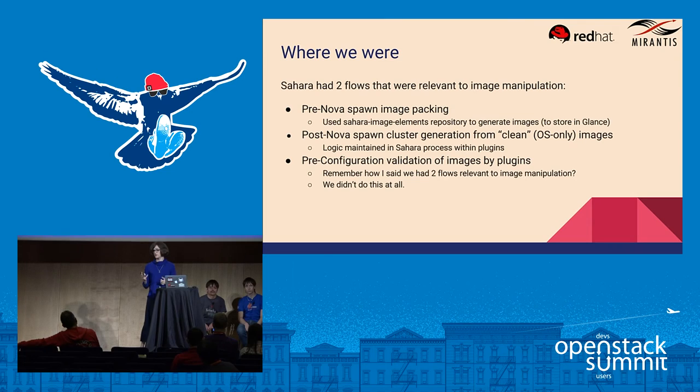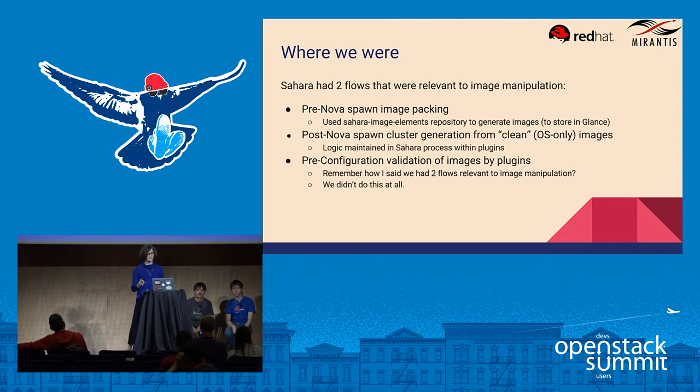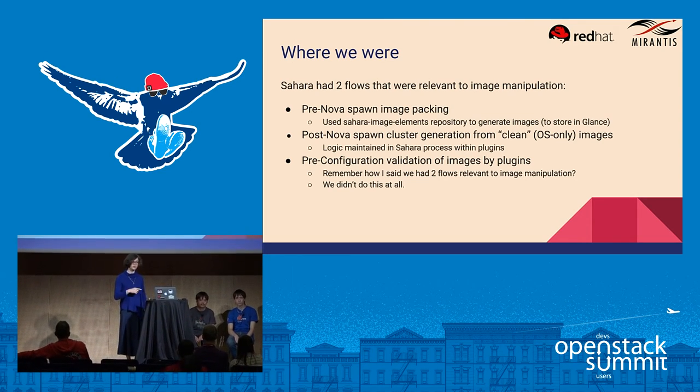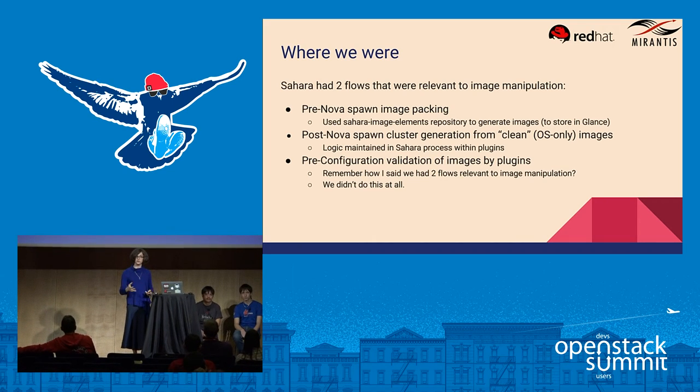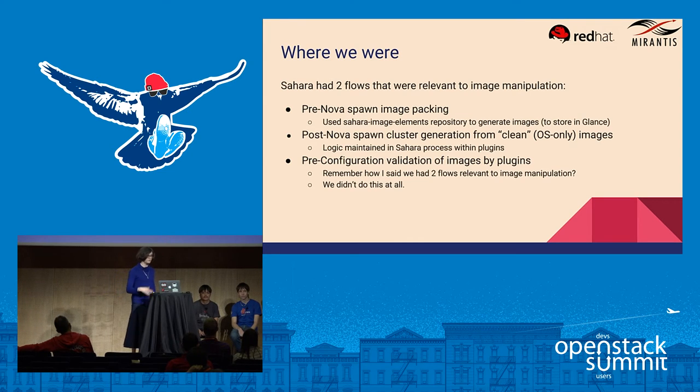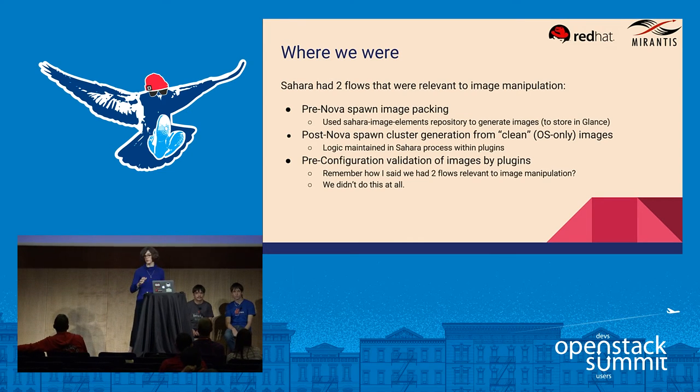Really, we have three basic flows that touch image generation in some ways. First, we had pre-Nova spawn image packing. So this is where we use Sahara image elements and DIB to pre-pack an image to register in Glance, to register to Sahara, to spin up your cluster. Fair enough. We also had a case in which after Nova spawn, users might want to take a clean OS image without Hadoop pre-packed onto it and spin up a cluster from that. So we wanted the plugin to be able to act on those nodes to configure them appropriately to run Hadoop.